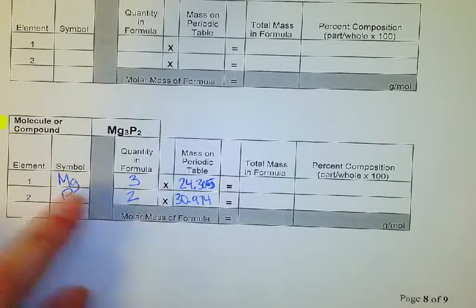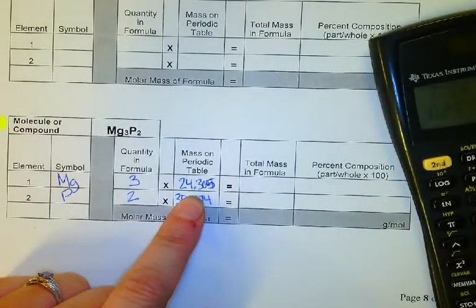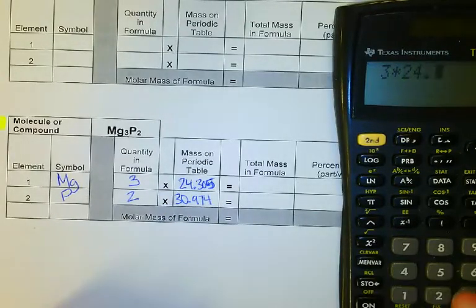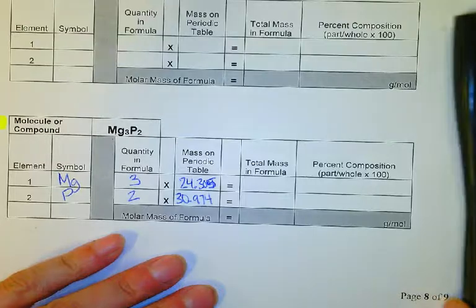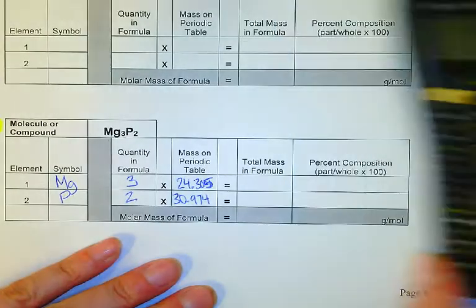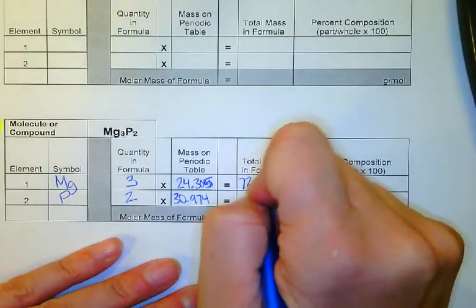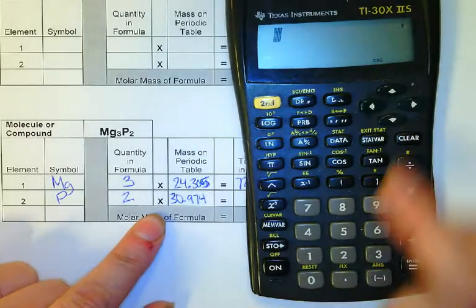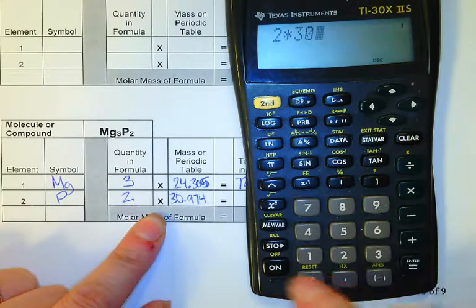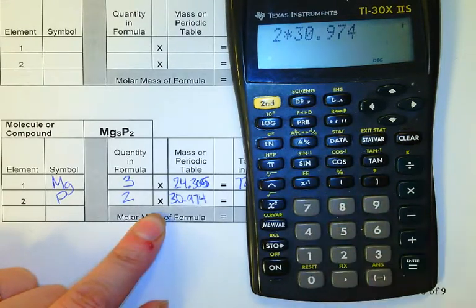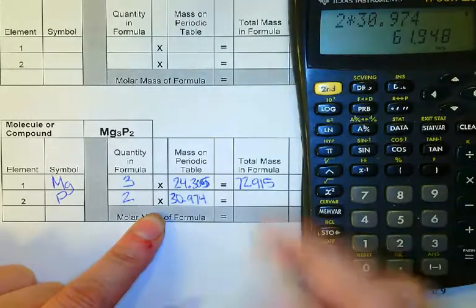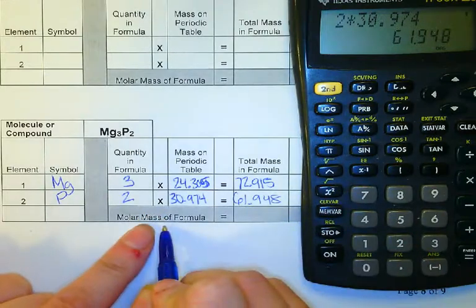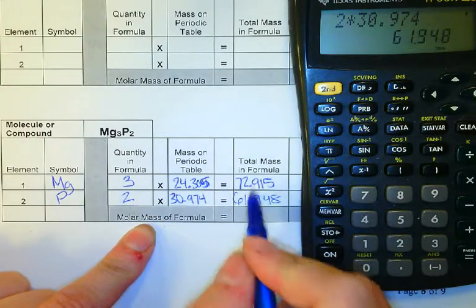So total mass in formula. That's how much 1 magnesium weighs, but my formula has 3 of them. So I'm going to say 3 times magnesium. It would be 72.915. And then for phosphorus, 2 times what it weighs on the periodic table, 30.974, so 61.948.